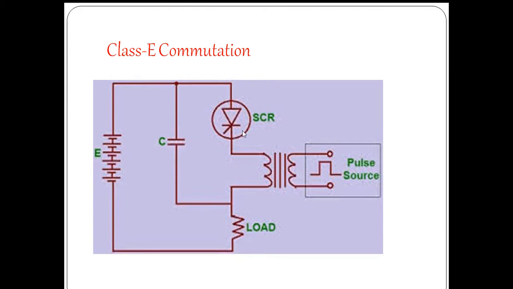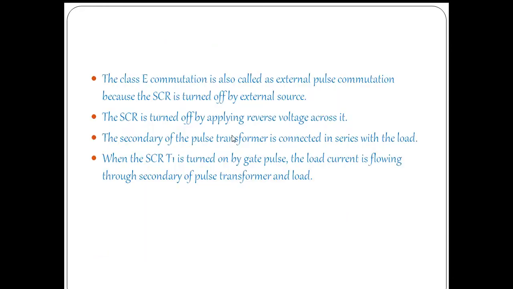Normally whenever the SCR is turned on, the current will be flowing through thyristor and load through the secondary of the pulse transformer. Whenever we want to turn off the main thyristor T1, here we are applying a pulse across the primary of the pulse transformer. Then it will appear as reverse bias across main thyristor and it will turn off. So this is class E commutation technique.